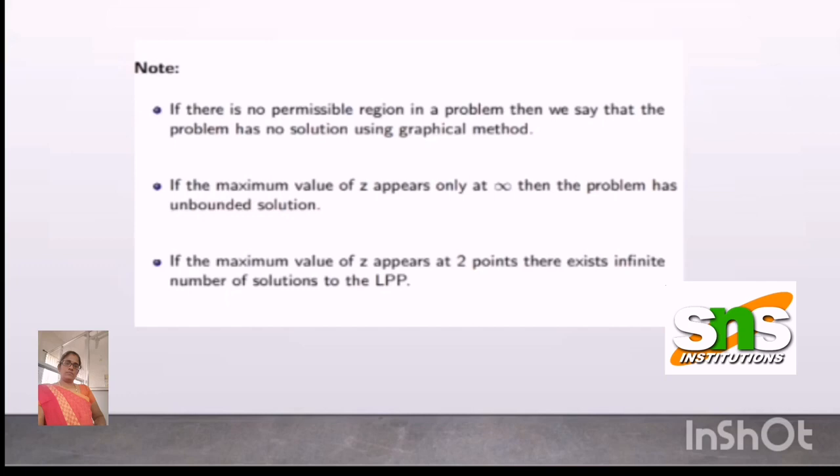Next, the important note is, if there is no permissible region in a problem, then we say that the problem has no solution using the graphical method. The feasible region we get is only in the first quadrant. If there is no solution in the feasible region in the first quadrant, then there is no solution. If the maximum value of z appears only at infinity, then the problem has an unbounded solution. If the maximum value of z appears at 2 points, there exist infinite number of solutions to the LPP. These are some exceptional cases of the graphical solution method.